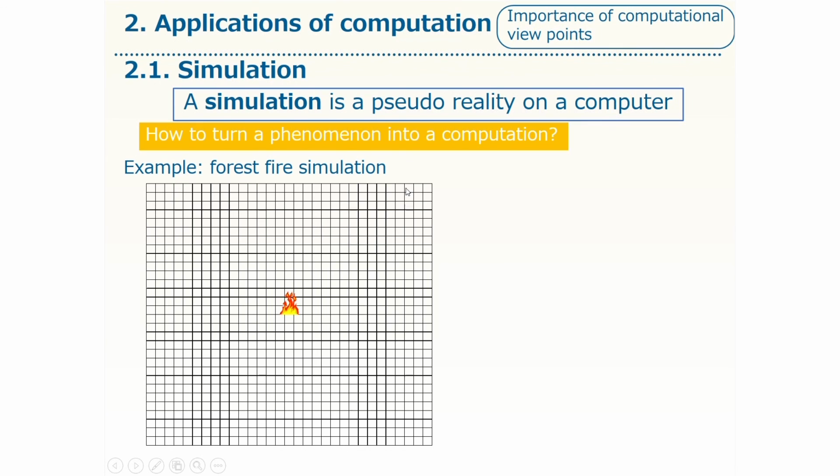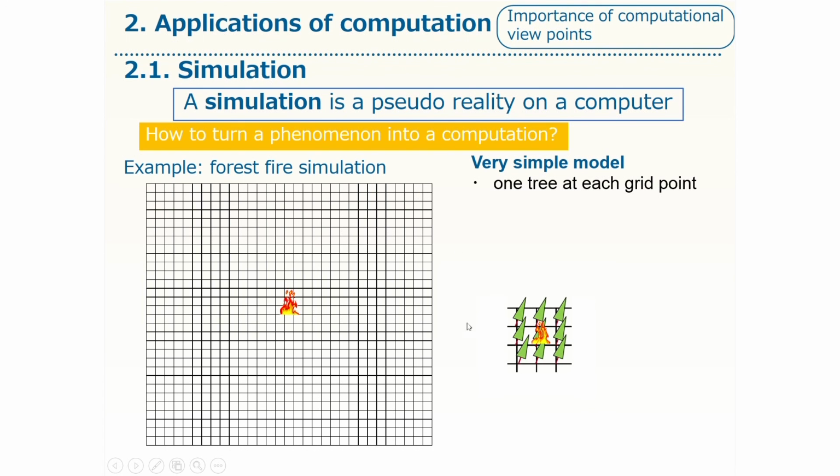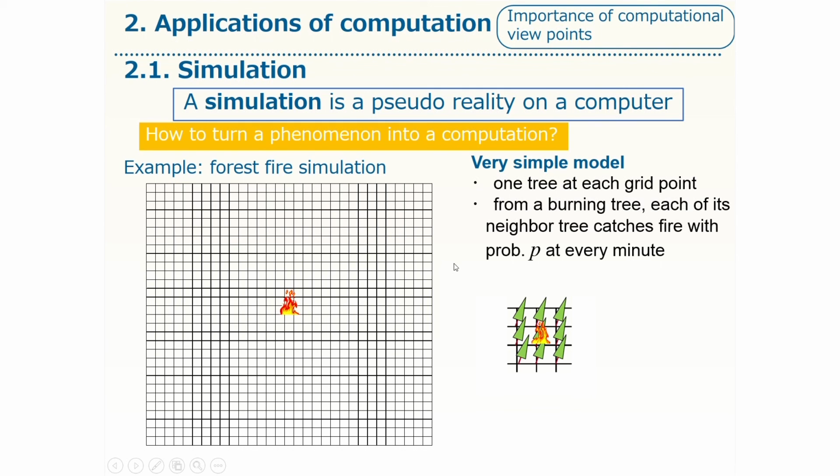Let us see some concrete example, forest fire simulation. Here we consider a very simple model. Again, consider a grid, and we assume that there is one tree at each grid point. We assume that the tree in the center of the forest starts burning. Then, for burning tree, each of its neighbor tree catches fire with probability p at every minute, like this.